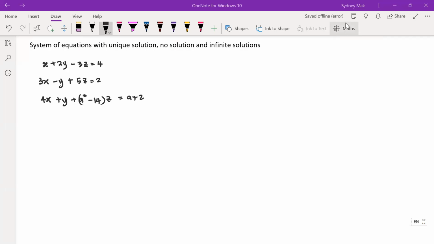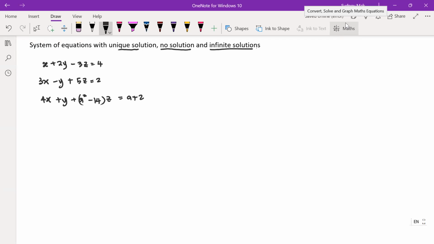Let's look at the question involving systems of equations with different kinds of solutions. All along, we have been dealing with the unique solution, which means we can find the values of x, y, and z respectively. Now, when is it that there is no solution, and when is there an infinite solution? Let me use a system of equations with two variables to illustrate the scenario.